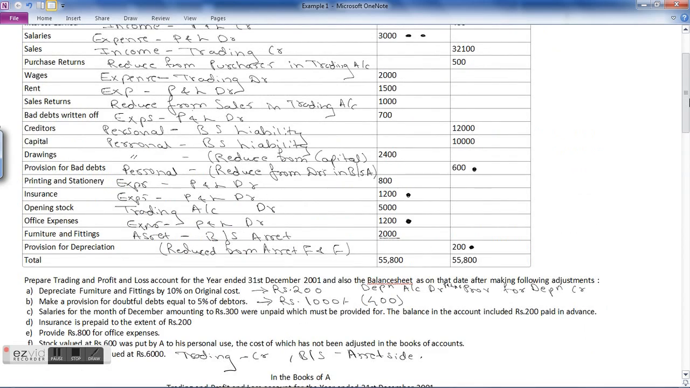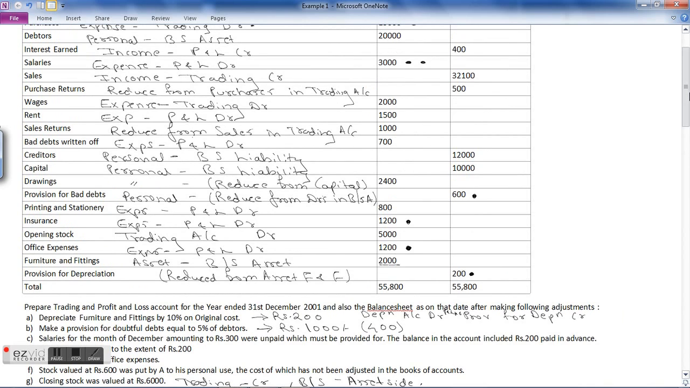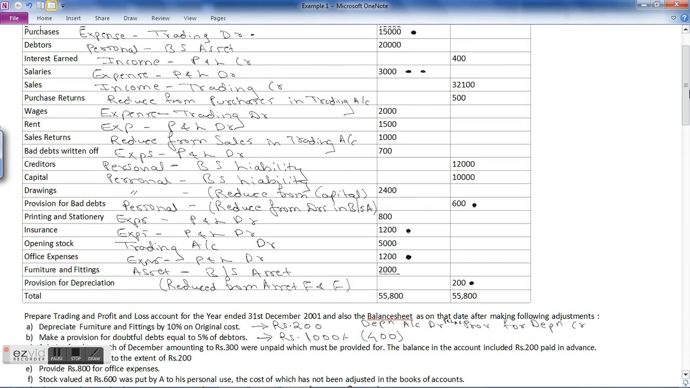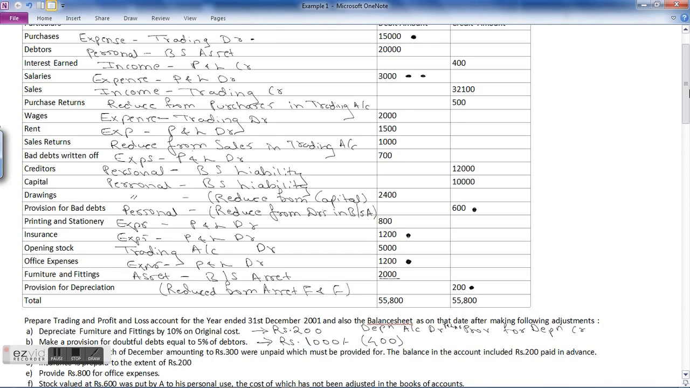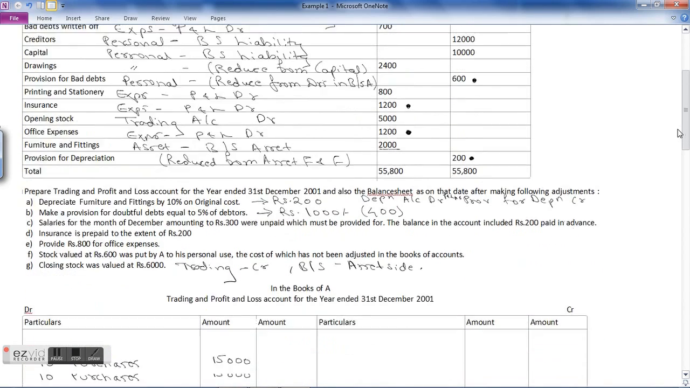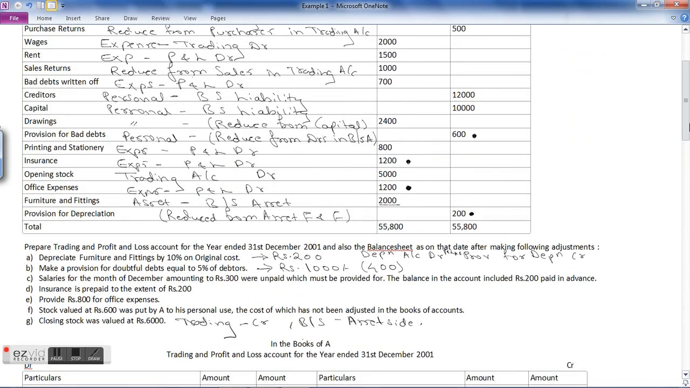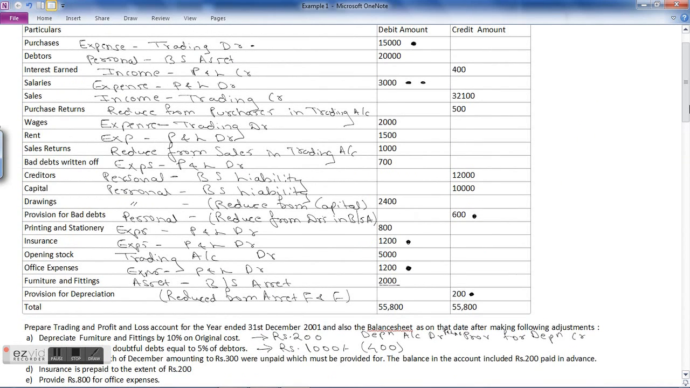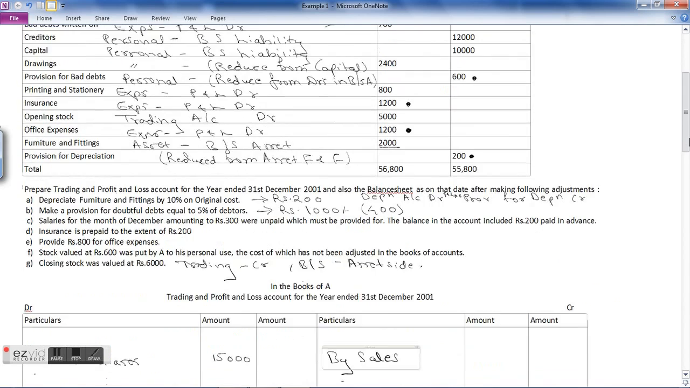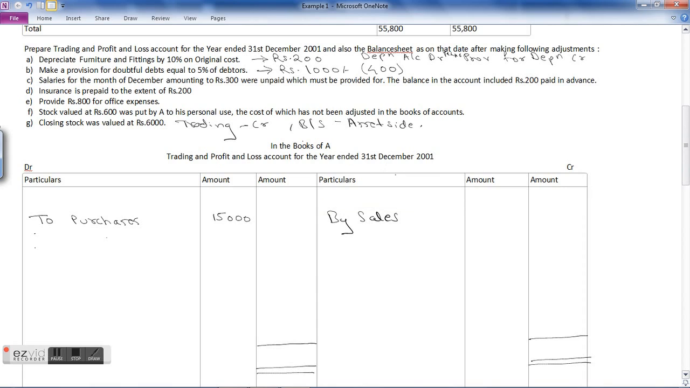Then next, sales. Okay, sales is an income, so trading account credit side, by sales. Now there are some sales returns which we need to reduce from sales. So we'll put the sales amount in the inner column. Sales is 32,100.